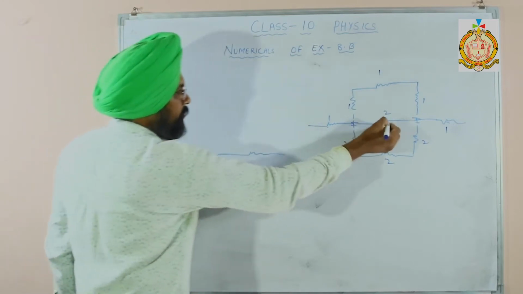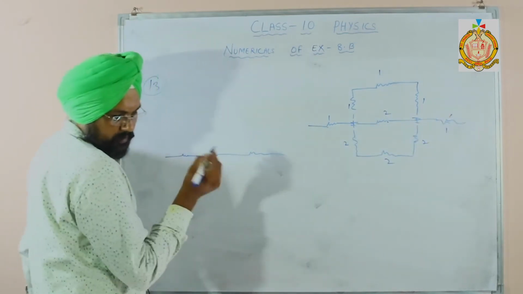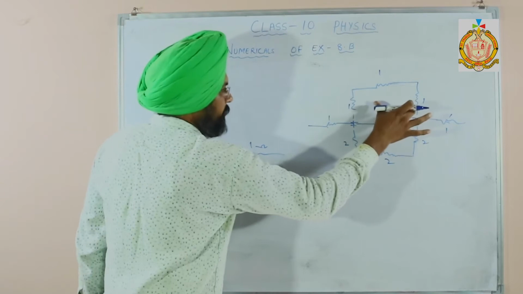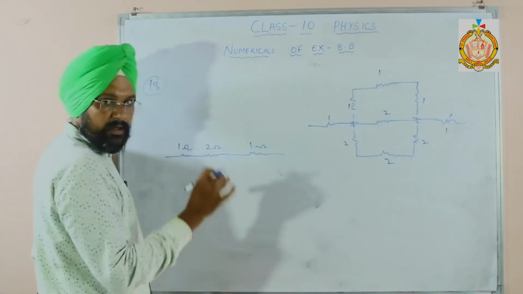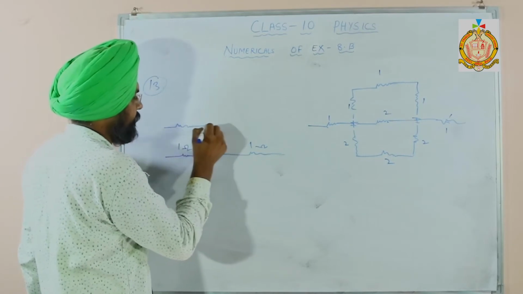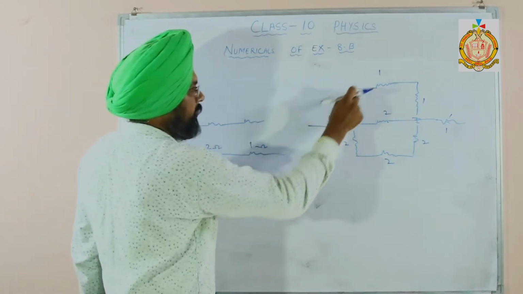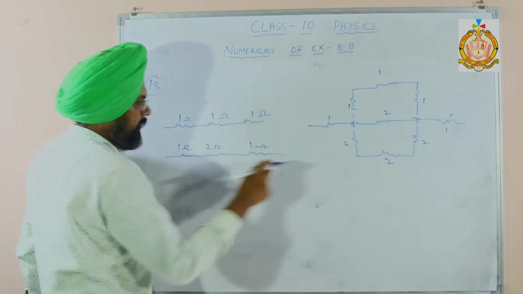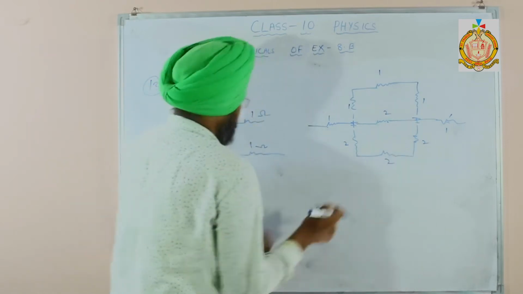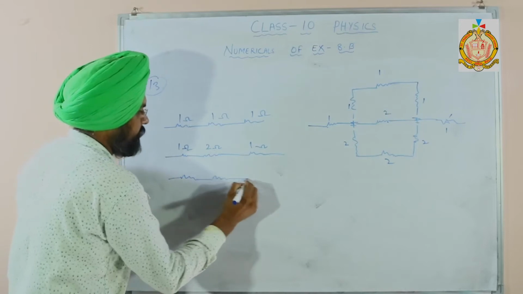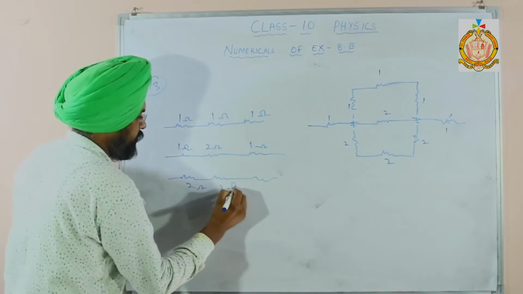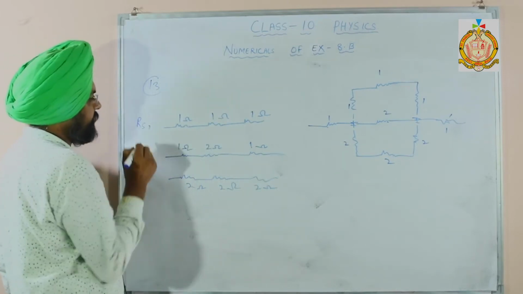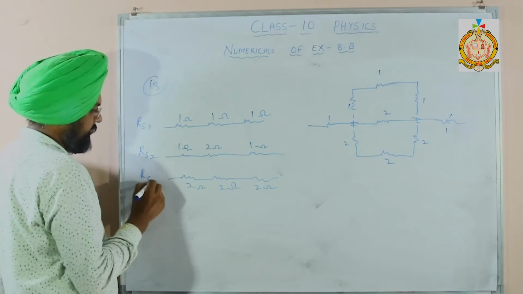So it will become like that only. This is in series: 1, 2 and 1. This is 1 ohm, this is 2 ohm, and this is 1 ohm, and when we separate it, all three come in series. Now this is 1, 1 and 1 ohm. And again the downward portion also comes in series, so 2 ohm, 2 ohm, and this also 2 ohm. Now easy. So this is R series 1, R series 2, R series 3.